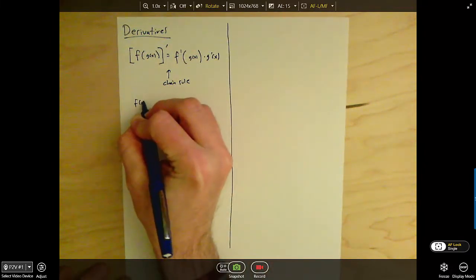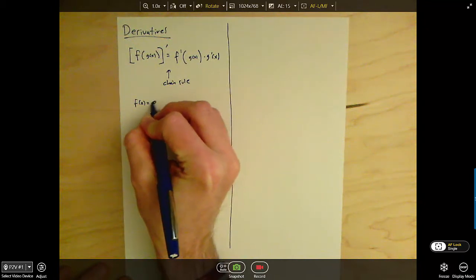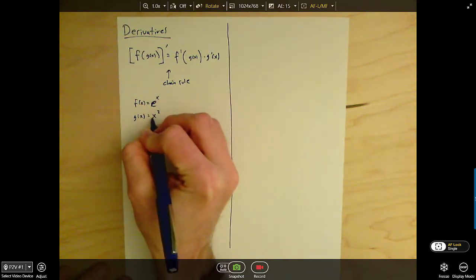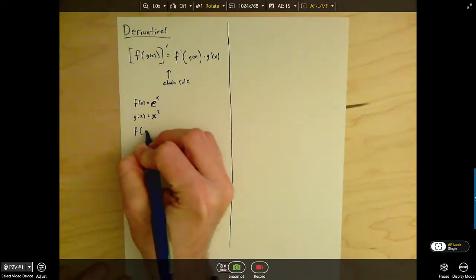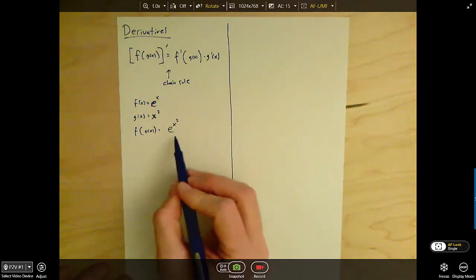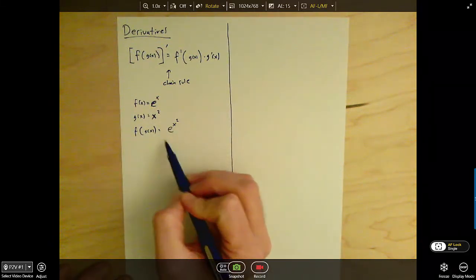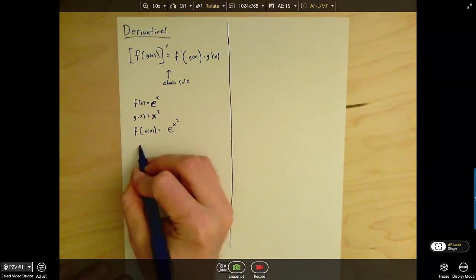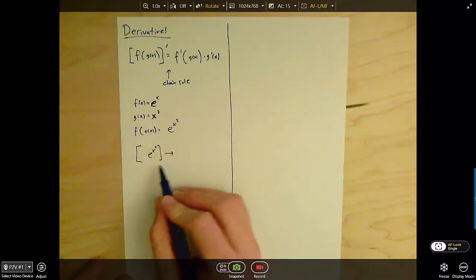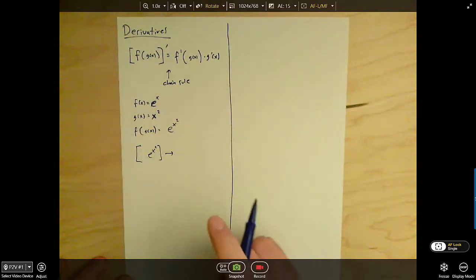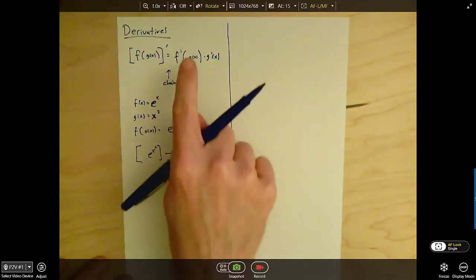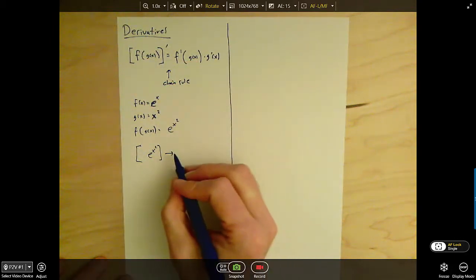So let's just do a quick example. Let's say f of x equals e to the x, and g of x equals x squared. In that case, f of g of x is e to the x squared. All right, so now I've taken two basic functions and I've combined them together. So ordinarily, this might seem complicated, except we have the chain rule. And the chain rule gives us a simple, step-by-step way of figuring out the derivative of the more complicated thing in terms of the derivative of the simpler things.